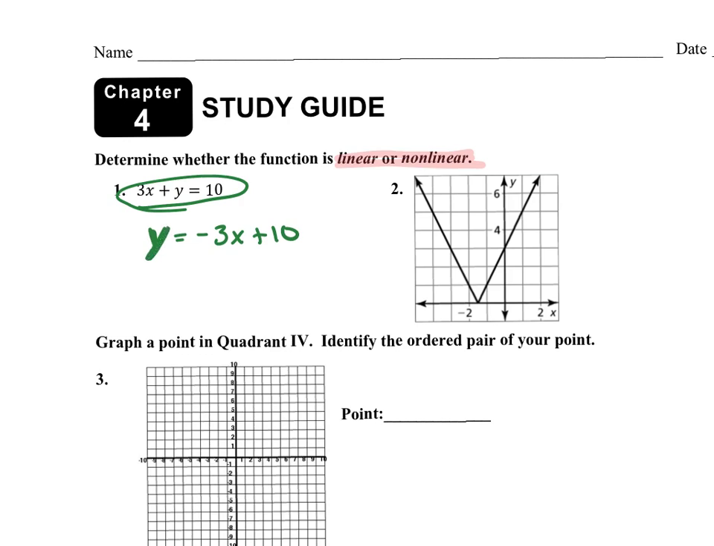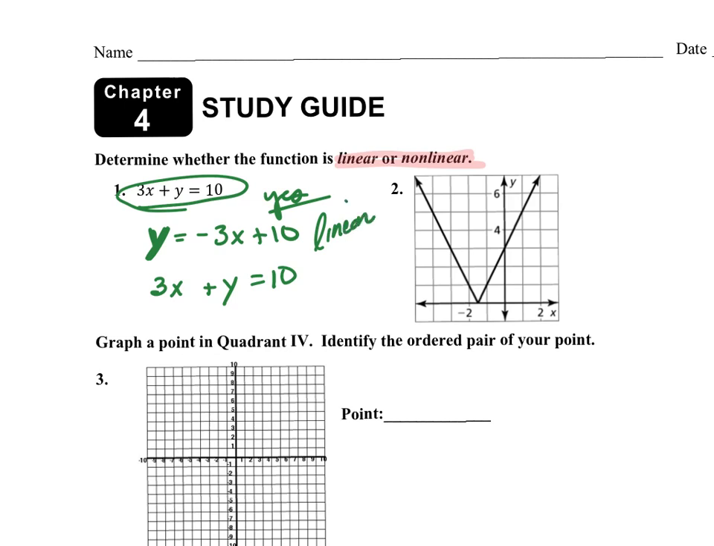The other way you can tell is that each x value is to the first power, and so is each y value. So it's 3x to the first power plus y to the first power equals 10. As long as your variables are to the first power, which we don't usually show, then you are going to be a linear equation. Number 1 would be yes, linear.